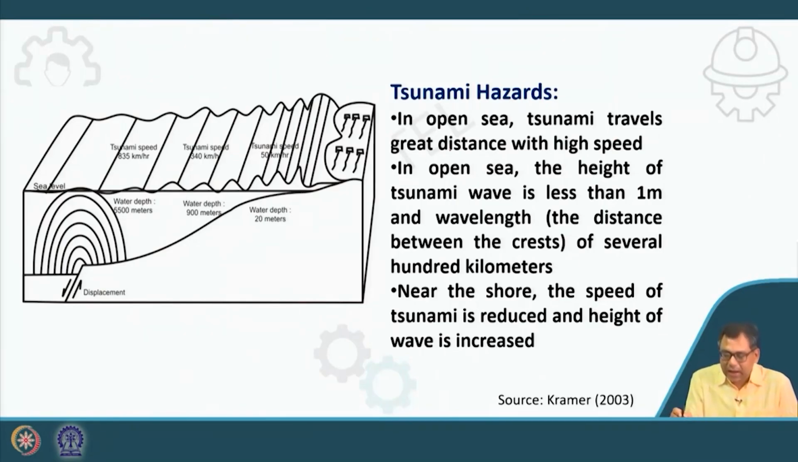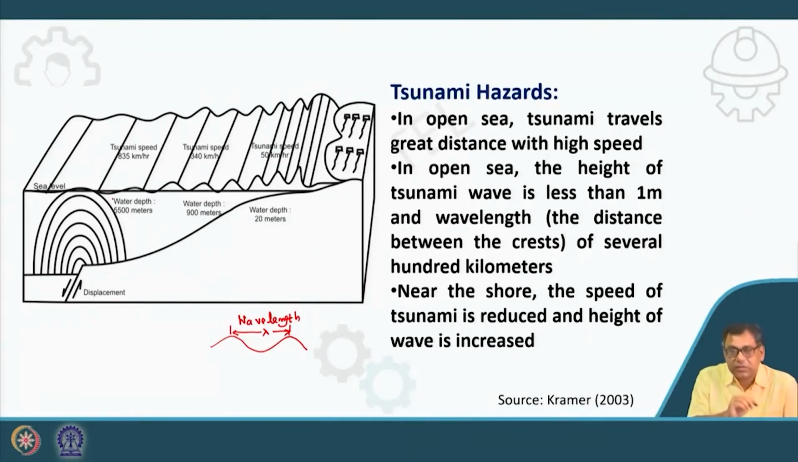But in the open sea, the height of the tsunami wave is less than 1 meter, and the wavelength, that means the distance between the crests, is several hundred kilometers. So what is wavelength? If you can see there is a tsunami wave, then this distance is called the wavelength. Okay, so delta, this is your wavelength. In the open sea, the wavelength may be several kilometers, but the height is only 1 meter or less than that.